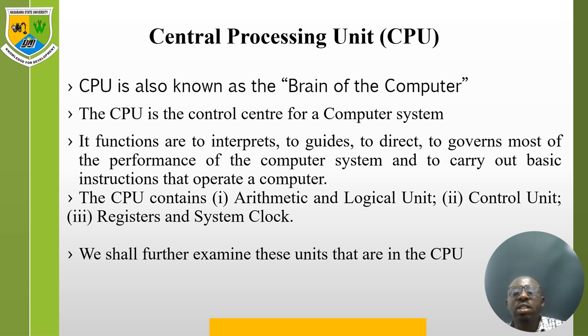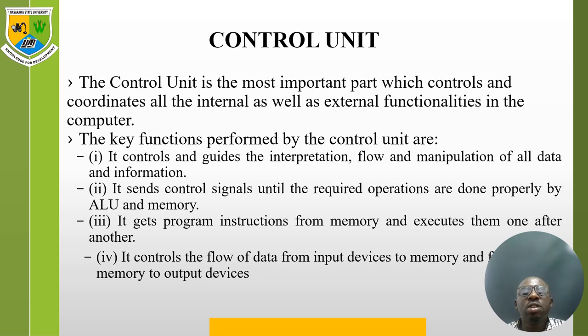The CPU contains the arithmetic and logical units, it contains the control unit, and it also contains the registers and system clock. Now, these are very, very critical units of the central processing unit. We'll get to see what the functions of each of these units are to further understand what we have in the central processing unit. Now, let's start with the control unit.